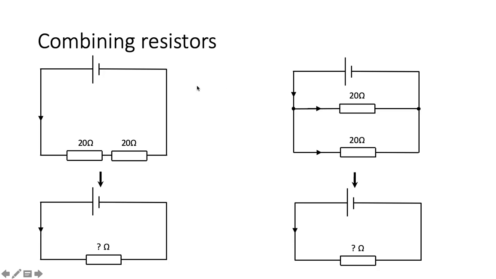In other words, if I have two 20 ohm resistors and I put them in series, what one resistor could I replace them with that would have the same effect, that would produce the same current if we have the same potential difference across our supply? Similarly here, take those two 20 ohm resistors and arrange them in parallel, same supply. What would the current now be? What single resistor could we replace these resistors with which would give us the same current?